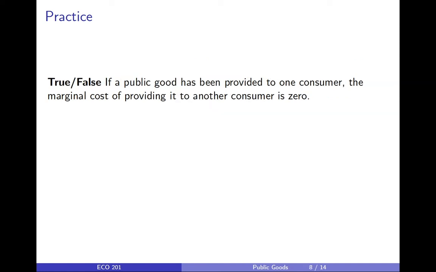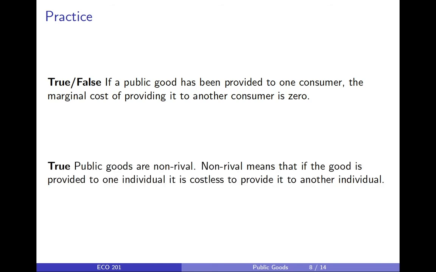True or false? If a public good has been provided to one consumer, the marginal cost of providing it to another consumer is 0. True. We just went over this on a recent slide. Public goods are non-rival, so even if I am already consuming it, you can consume it too at no additional cost.